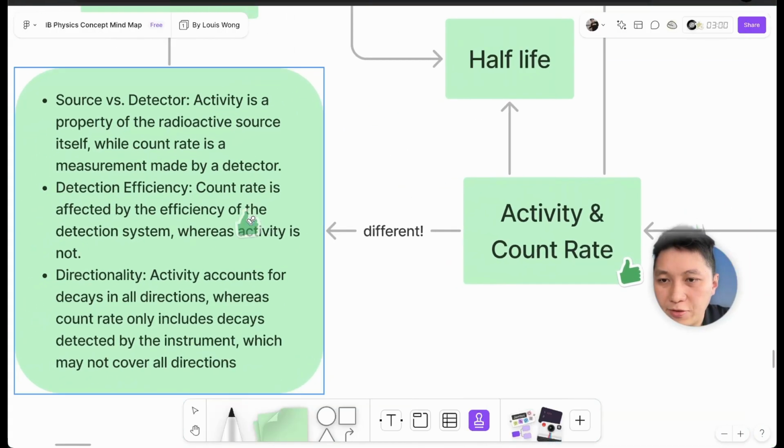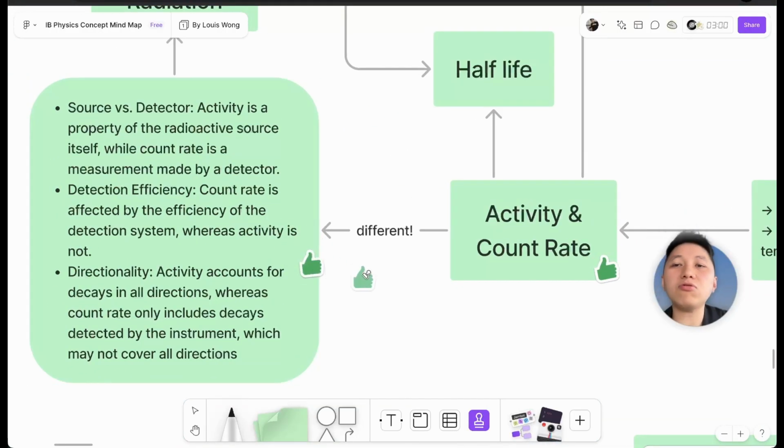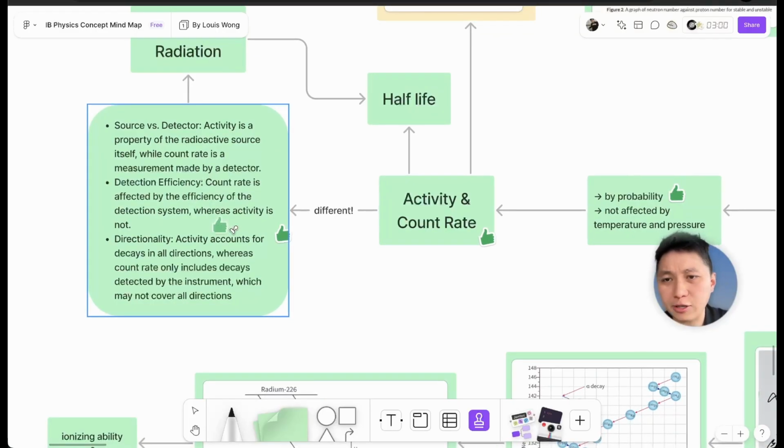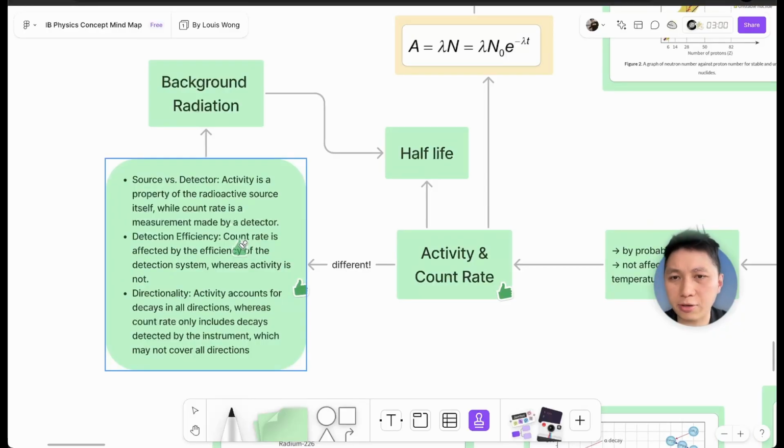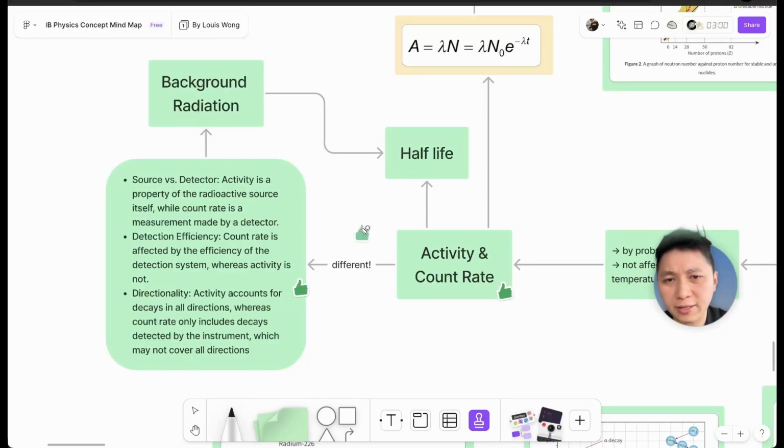So the idea is basically listed out here. I think you don't actually need to know this detail, but the basic idea is that the activity is how fast the source is decaying itself, while count rate is what you measure in the lab. So the measurement may be offset by systematic error, background radiation, and other things, while the activity is the true value, basically. And of course, the detector may have efficiency issues or directional issues and other things. Just to illustrate the idea so you have the impression that they are different.